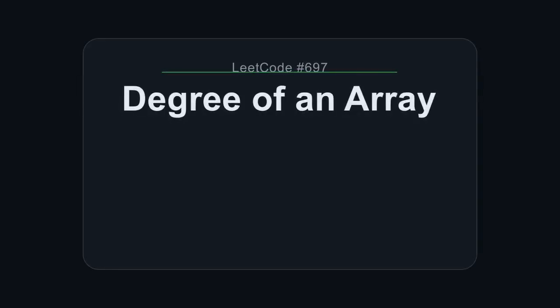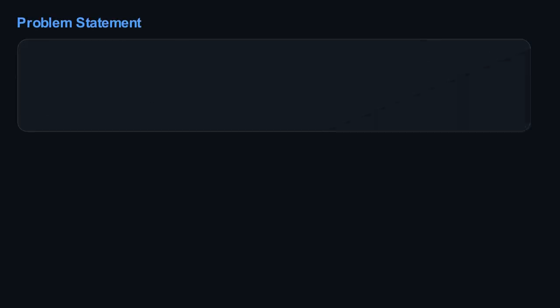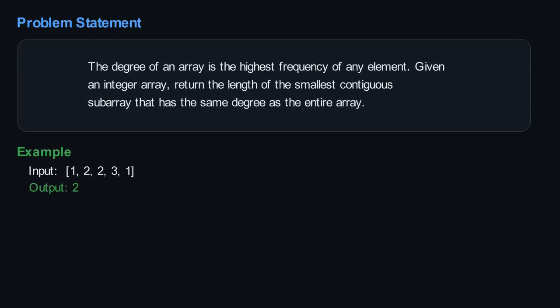Finding the shortest subarray with the same degree looks like it needs checking every possible window. But there's a single-pass HashMap trick that gives you the answer in linear time. The degree of an array is the highest frequency of any element.